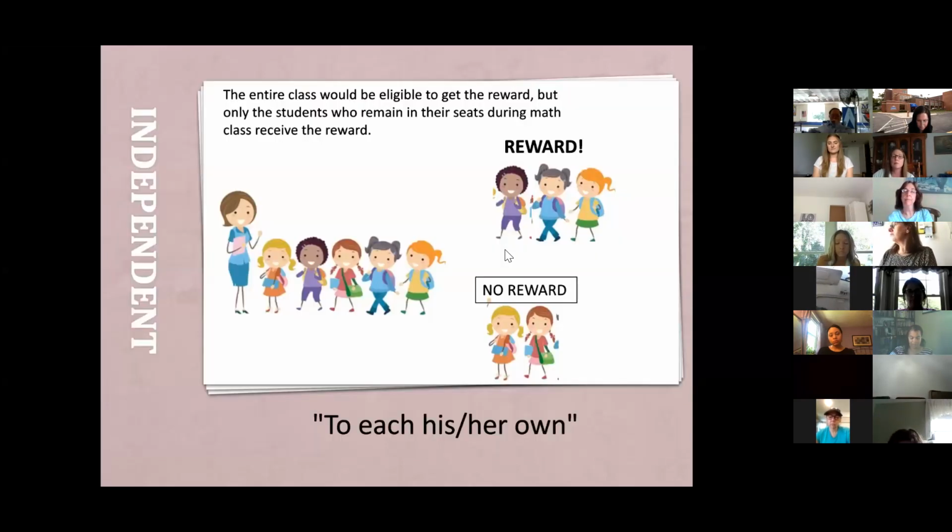An example of this would be the entire class would be eligible to get the reward, but only the students who remain in their seats during math class receive the reward. So out of the 5 kids in this picture here, only 3 of them were able to get the reward and the other 2 weren't able to. So that's why we call this group contingency, to each his or her own.